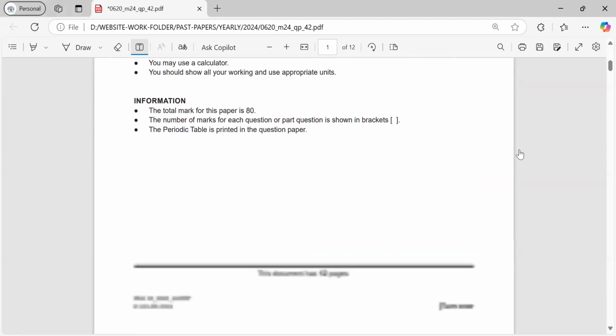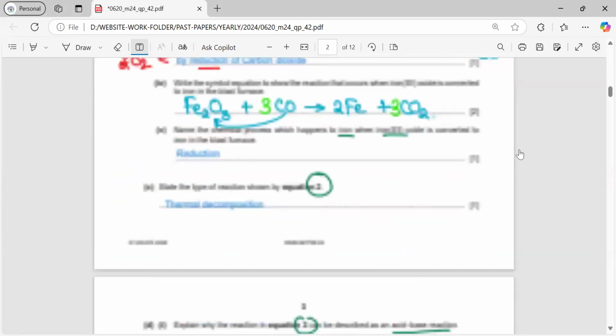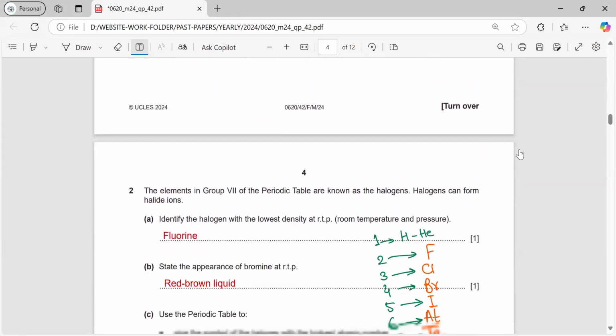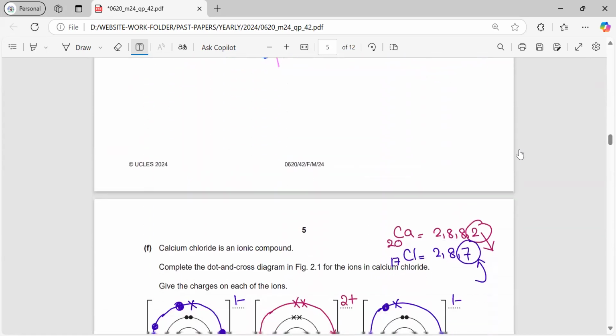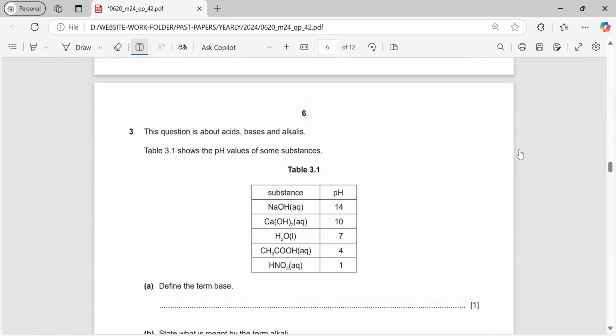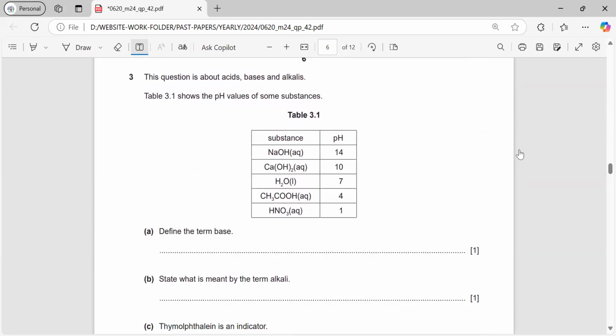So let's start. We have done the first two questions, so you can go to my previous video for them. I will link it at the end of the video. And now we are starting with question number 3. The question is about acids, bases, and alkalis.